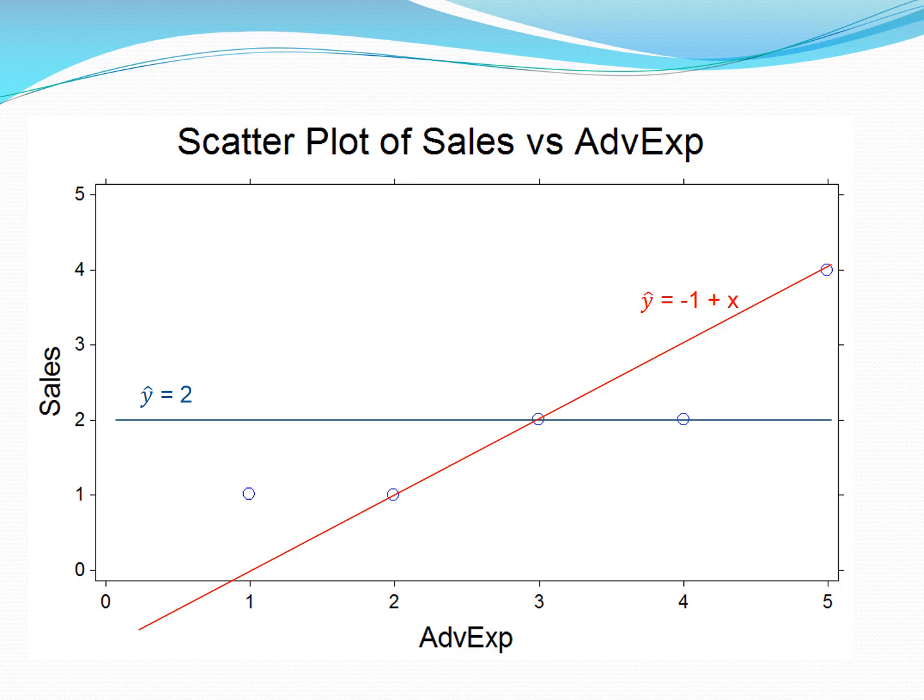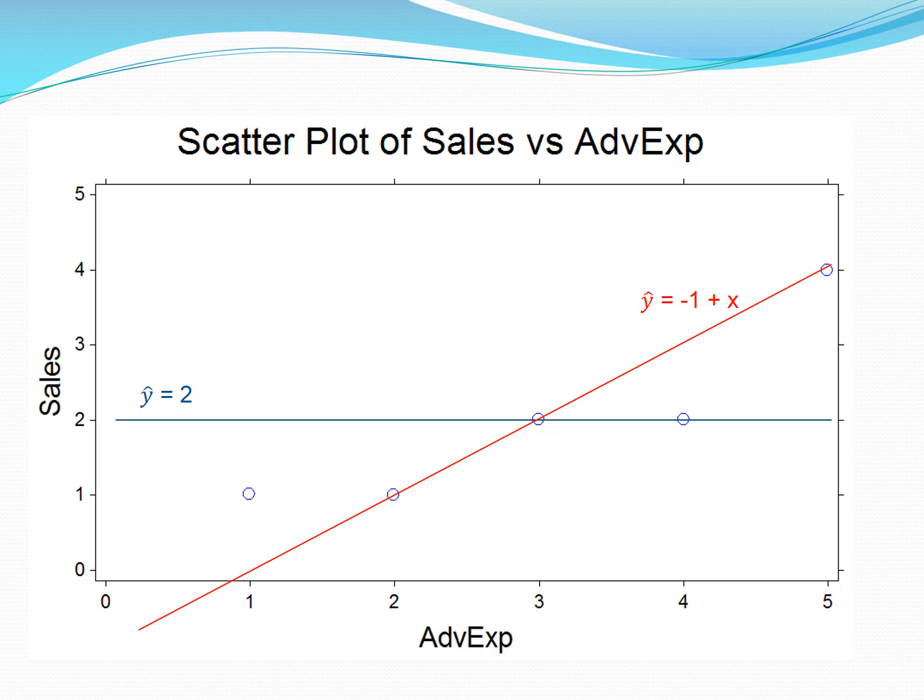Then my second attempt is this one: y hat equals 2. On the surface, you're probably thinking, gosh, that's a terrible line. Why would you even choose that? Well, there's a method to my madness. I'll come back to that a couple of videos down the road and we'll talk about that.